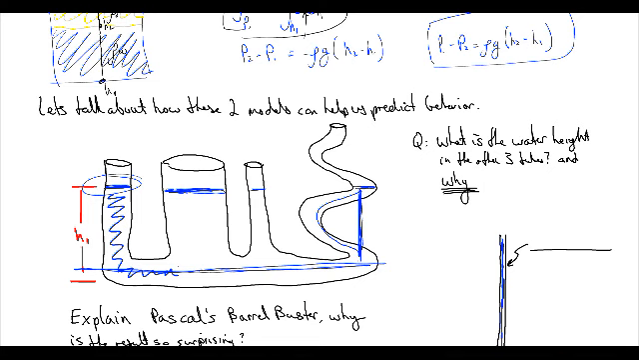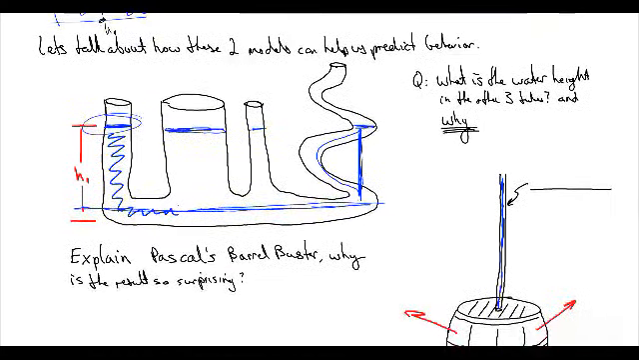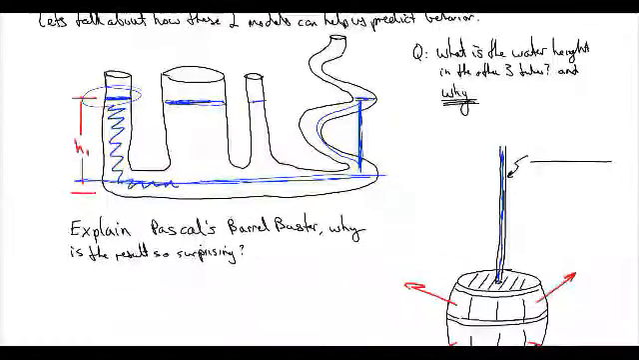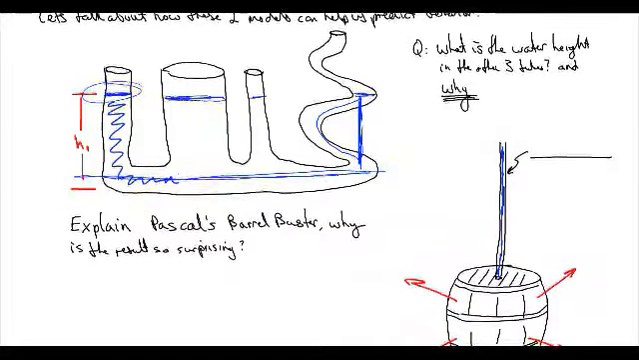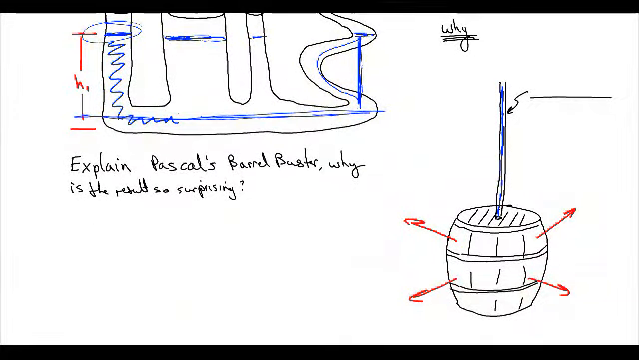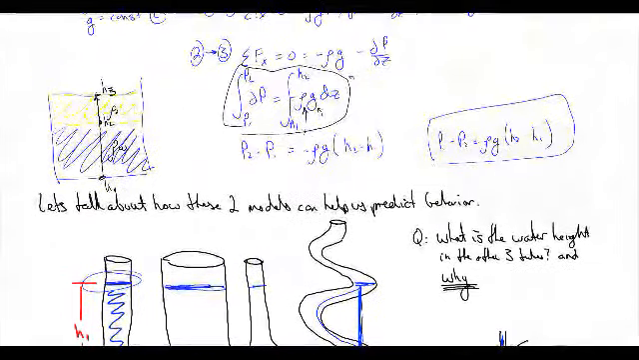And I don't know if this actually happened. I can't find anyone who's found a real account of this happening, but everybody calls it Pascal's barrel buster. And supposedly Pascal came up with this relationship that the change in pressure is only equal to rho g times h, and everybody was like, you're so full of it.